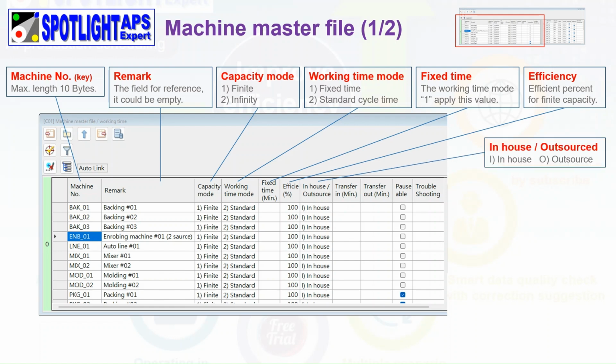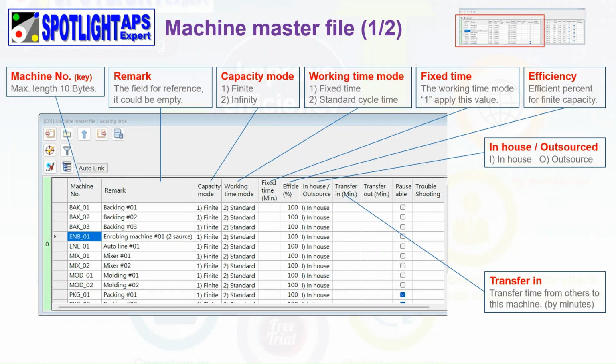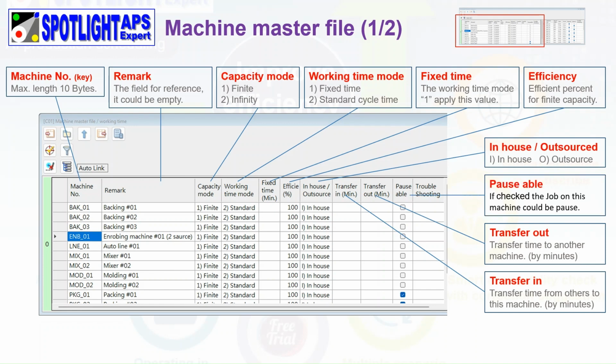Field in-house/outsourced: this field sets whether the machine is in-house or outsourced. Field transfer in: how long does a job transfer to this machine take? Field transfer out: how long does a job transfer from this machine to another machine take? Field pausable: if this field is checked, it means this machine could be paused in working. For example, packing is pausable, but mixing could not be paused.